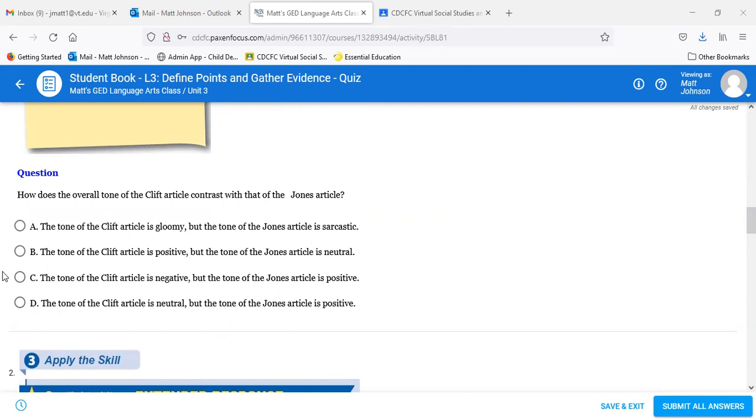All right, so question one, we're starting off with multiple choice, then we're going to get into more writing practice. So let's start. Grace, you want to answer question one for us?